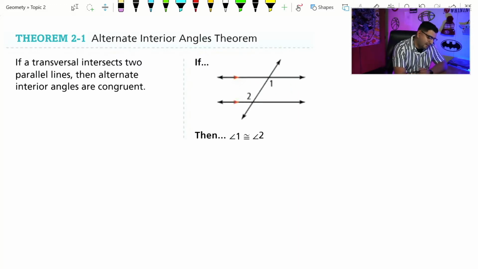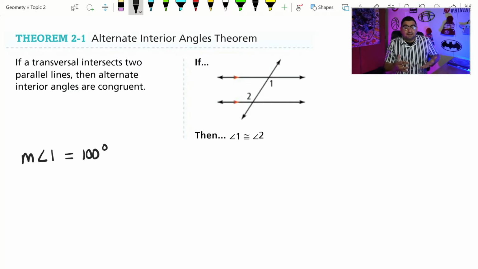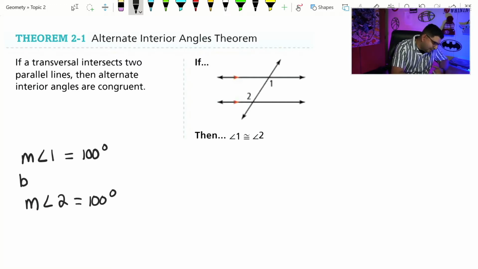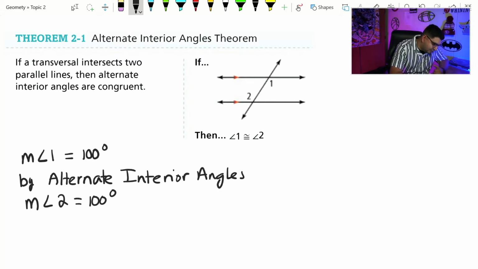This theorem simply states that angles that are on the inside and on opposite sides of our transversal, which again is this line, are congruent, meaning they equal each other. Angle 1 and angle 2 have the same exact measurement. So, to give you a simple example, if I am given that the measurement of angle 1 is equal to 100 degrees, I can say that by the Alternate Interior Angles Theorem, the measurement of angle 2 is also 100 degrees. It's quite a long name for a theorem, but that's okay. This is just one example of how we use it.